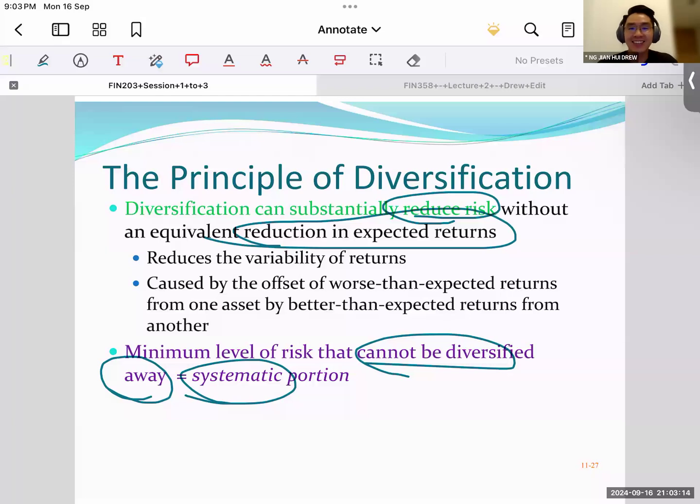I want to highlight here that diversification can only reduce your unsystematic risk, and your minimum level of risk is your systematic risk that's being left there.